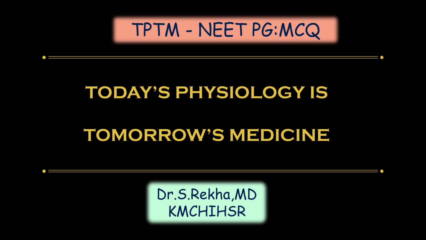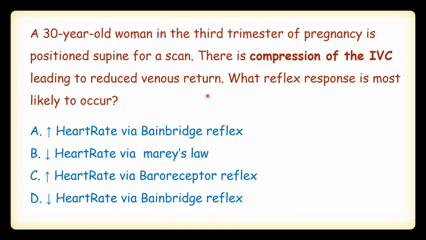Today I am going to crack one more MCQ. The question is, a 30-year-old woman in the third trimester of pregnancy is positioned supine for a scan. There is compression of the inferior vena cava which leads to reduced venous return. What reflex response is most likely to occur in this case scenario?